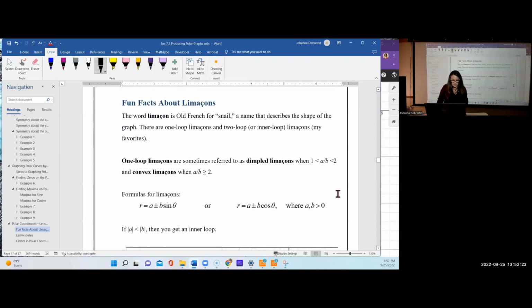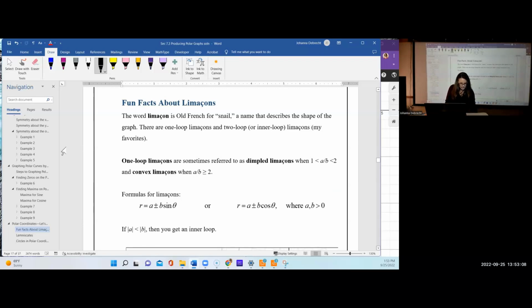The word limaçon is Old French for snail, which is a name that describes the shape of the graph. There are one-loop limaçons and two-loop limaçons, or inner-loop limaçons, which are sort of my favorites. One-loop limaçons are sometimes referred to as dimpled limaçons when the ratio between A and B is between 1 and 2. So that's A divided by B. Now, here are the formulas for limaçons: A plus or minus B sine theta and A plus or minus B cosine theta. So when the ratio of A divided by B is between 1 and 2, you get that dimpled pattern.